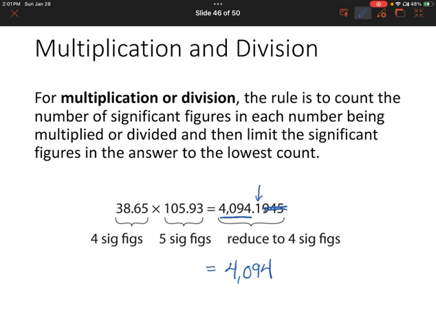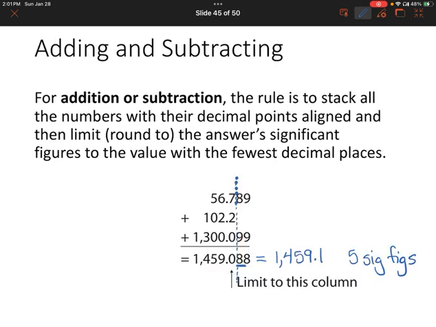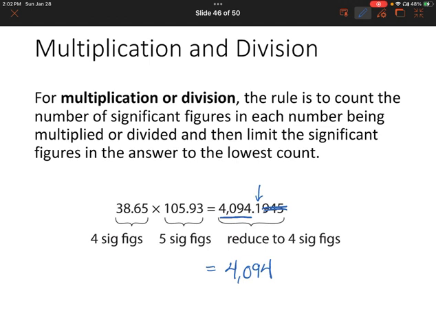All right, so remember, with addition and subtraction, we're going to look at the decimal place. What is the smallest decimal place? That's what we're limiting our value to. But with multiplication and division, we're going to count sig figs for each value. And then we're going to limit our final answer to the smallest amount of sig figs.